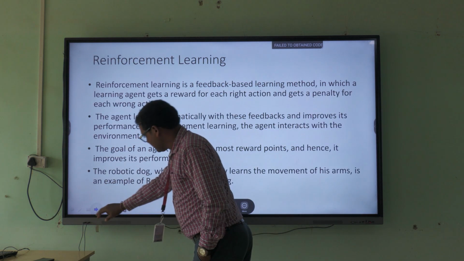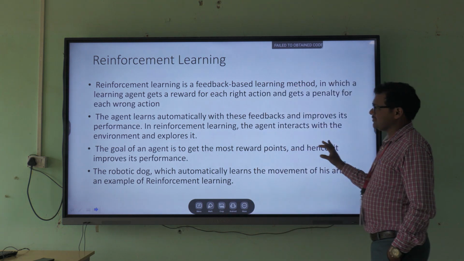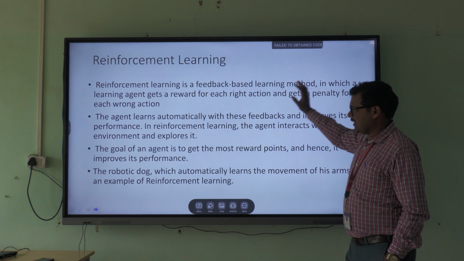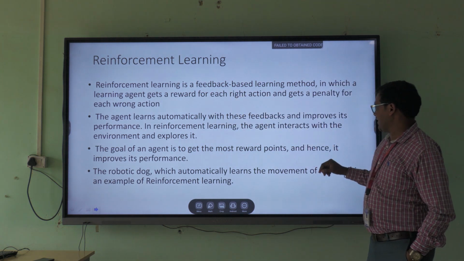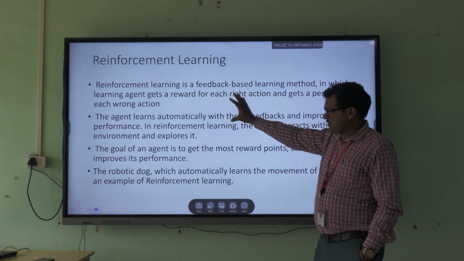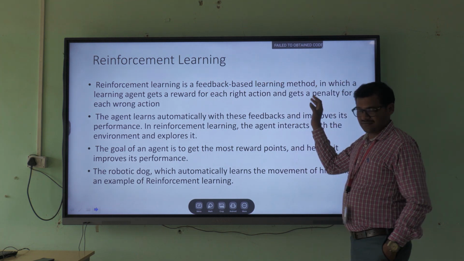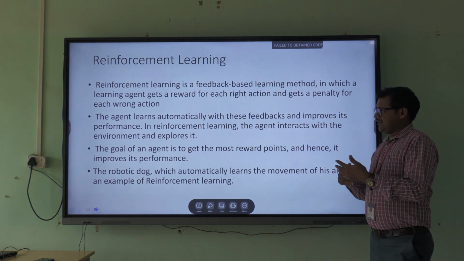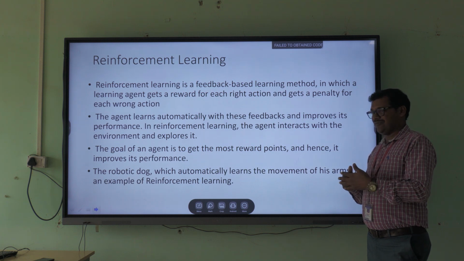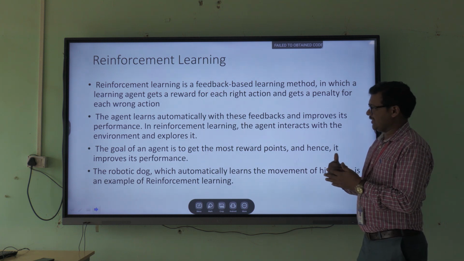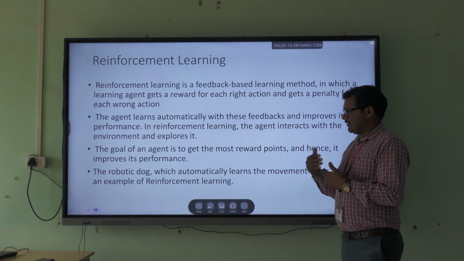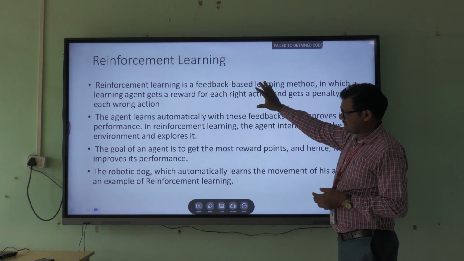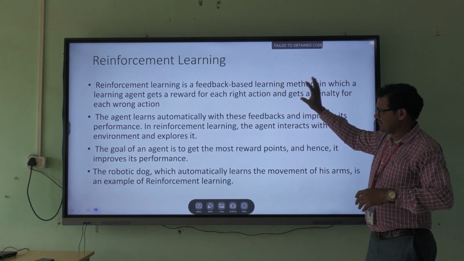Then comes reinforcement learning. It's a feedback based learning method in which a learning agent gets a reward for each right action and gets a penalty for each wrong action. Just like I said, it's a trial and error process. First they will learn and do some task. If it is accurate, they will go with that. Otherwise, they will redo the same task and improve the performance. Like a game, they play each time.